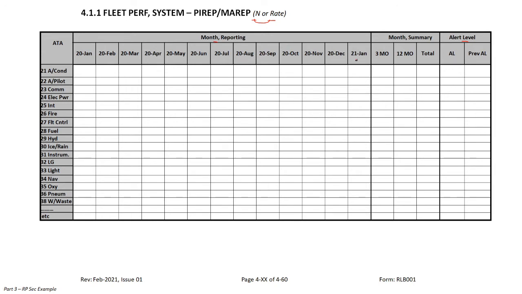Reporting month is January 2021. Again, all these months are examples, right? And the information we are including is the reporting month minus 12 months. In your case, it can be 11 months, 23 months, 24 months. Summary information, we have 3 months data, 12 months, and total. Alert level, we have the current alert level and previous alert level.